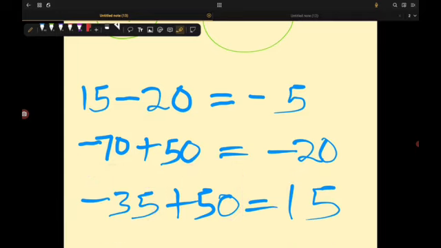So that is it for addition and subtraction of signs. It can be very straightforward if you can just use "owing" and "belong to".